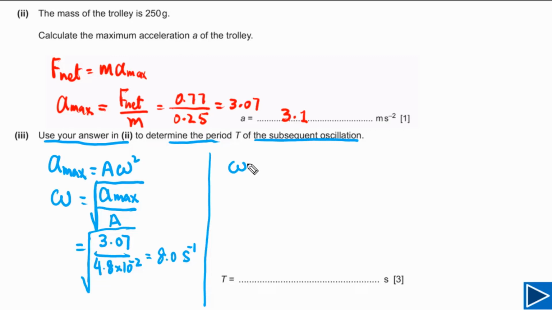Omega. Now we need to understand omega. Omega is equal to 2 pi over T. We have the value of omega now. We need to find T. So simply T will be equal to 2 pi by omega. So 2 pi.